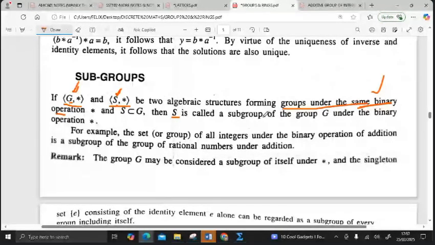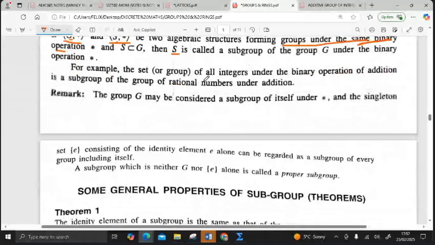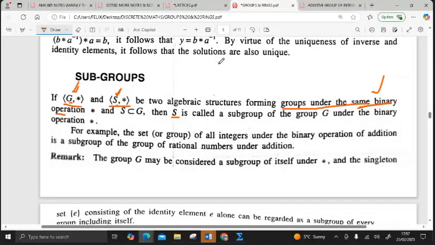Look at this. We have this as a group. We have these two algebraic structures. And these two form a group under the same binary operation. So what is key here is the same binary operation. So if this is plus, then this one should be a plus. If this is multiplication, this one should be multiplication.